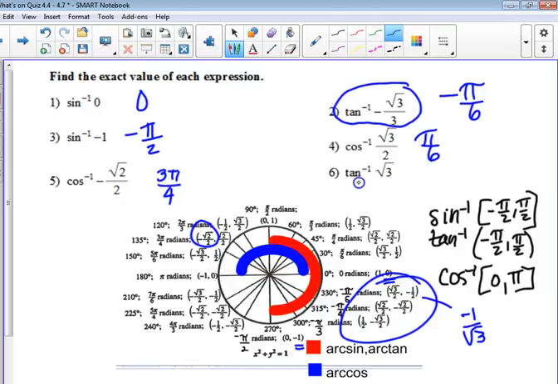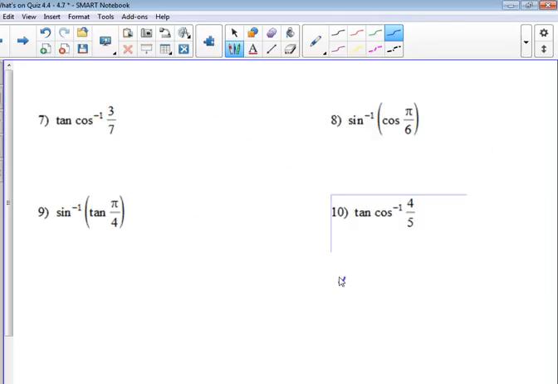Tangent again, but it's positive. So what quadrant are we looking in? First quadrant. Which one is square root of 3 or square root of 3 over 1? We're good? All right, then the other kind we had were composites of those.